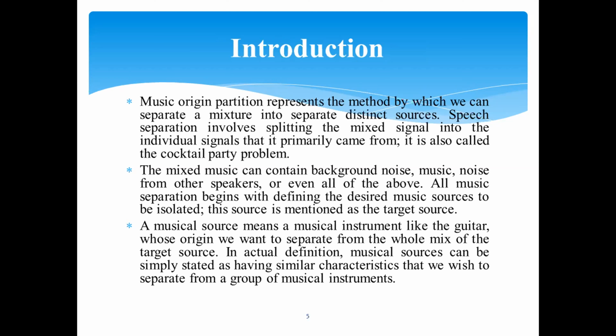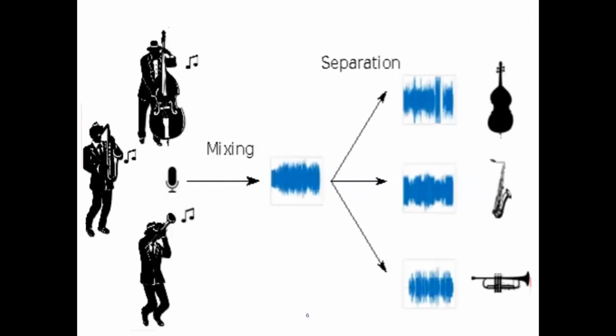In actual definition, musical sources can be simply stated as having similar characteristics that we use to separate them from a group of musical instruments. So a piece of music basically consists of the sounds of various instruments, so we will separate it in different ways, like the sound of the guitar and all, we will separate individually.